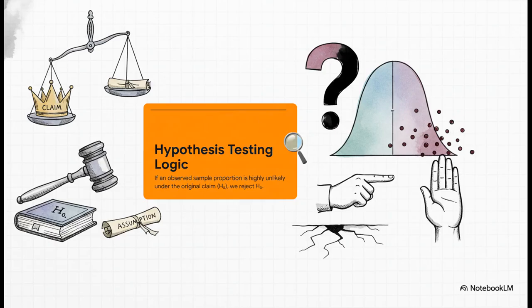You know, the logic behind this whole thing is actually pretty simple. It's a lot like innocent until proven guilty. We start by assuming the company's claim is true. We give them the benefit of the doubt. Then we look at our evidence, our sample. If what we found in our sample is just super weird, so unlikely to happen if the original claim were true, that's when we get suspicious. That's when we have enough evidence to say, you know what? I don't think that original claim holds up.